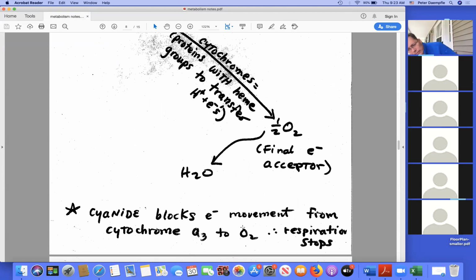Here I wrote about cyanide. It blocks the electron movement from cytochrome a3, which just happens to be the cytochrome right before oxygen, to oxygen. So respiration stops. Fluoride, that I mentioned in another lecture, blocks the electron transport chain as well. It can kill you if you have a ton of it, but mainly it's in small doses in your mouth when you brush to kill the bacteria in this way, by blocking the electron transport chain.